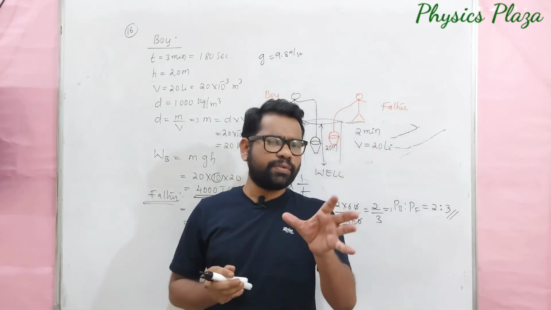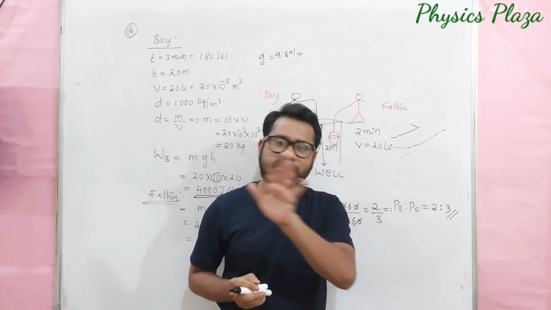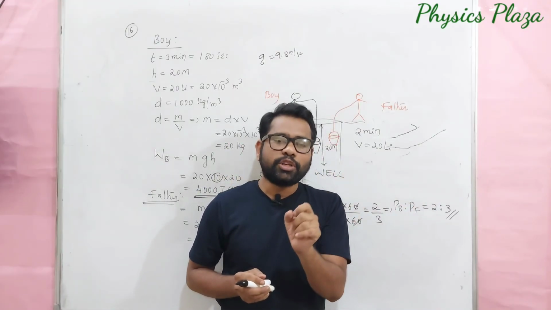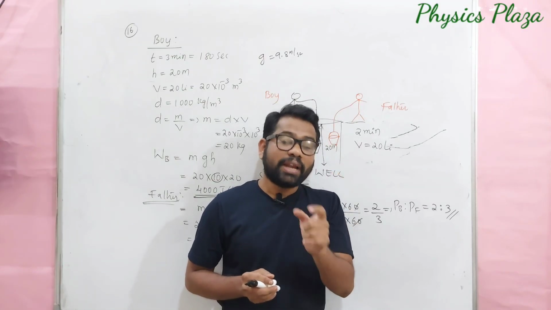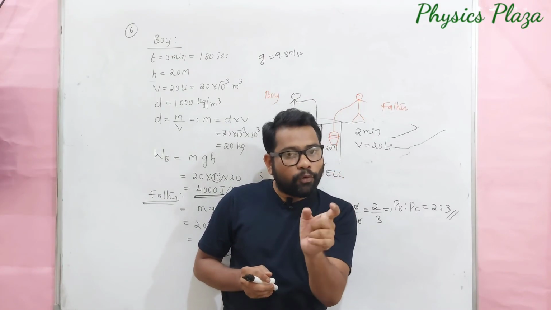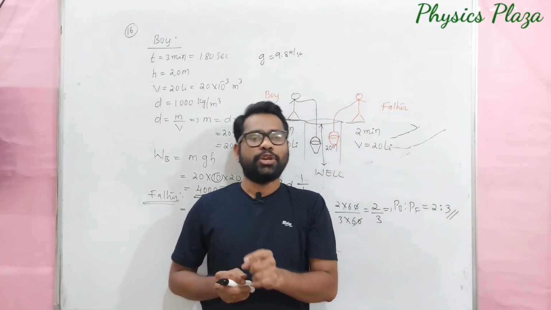Once again, today we have solved numericals based on work done, that is W is equal to Fs cos theta. Then we solved numericals based on power, that is power is equal to work by time, and also power is equal to force into speed.